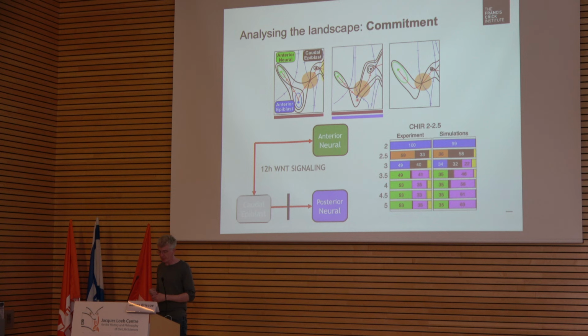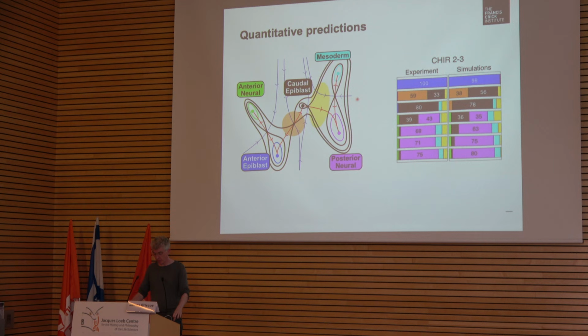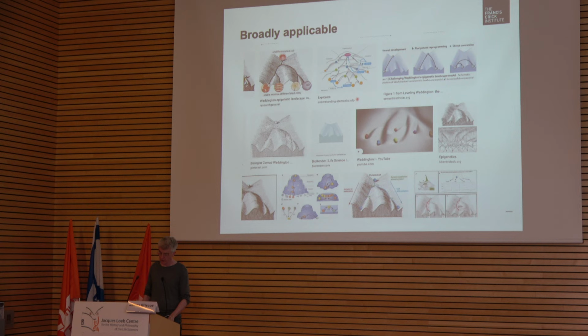Okay, so let me summarize, let me wrap up. I've showed you how we've started constructing dynamical landscape models from single cell data to explain cell fate decisions. This allows us to make non-trivial and quantitative predictions about behavior in these systems, and we can perform experiments which test and confirm those predictions.